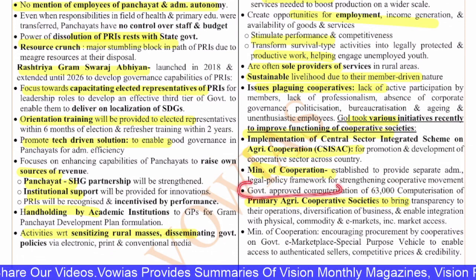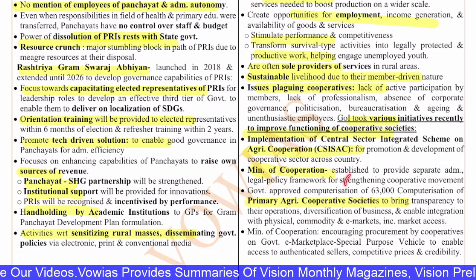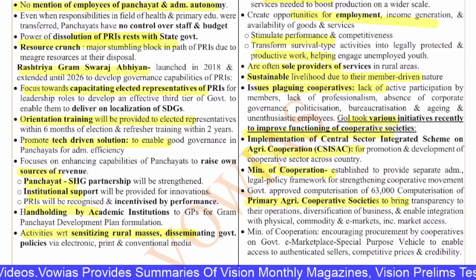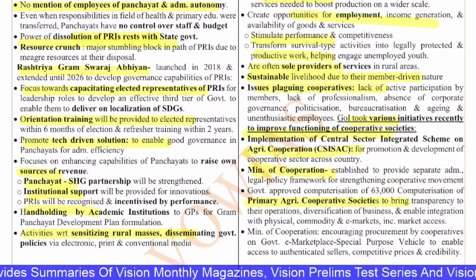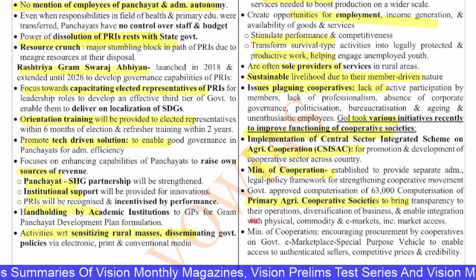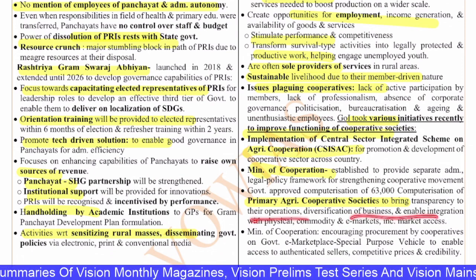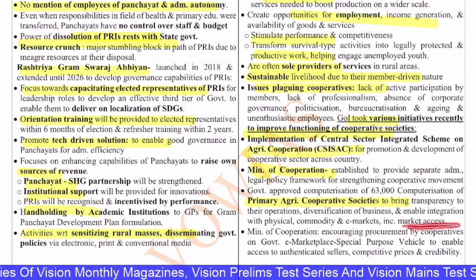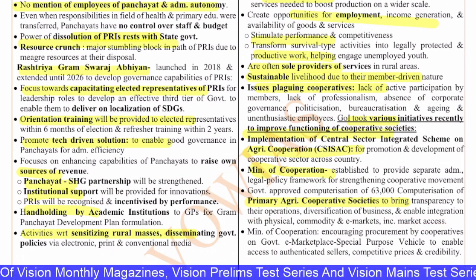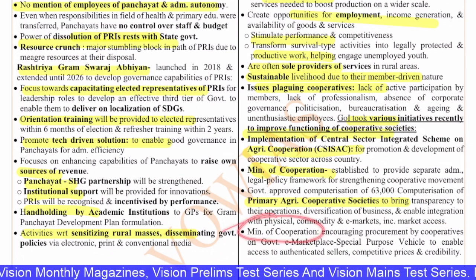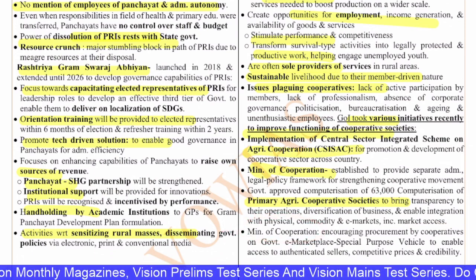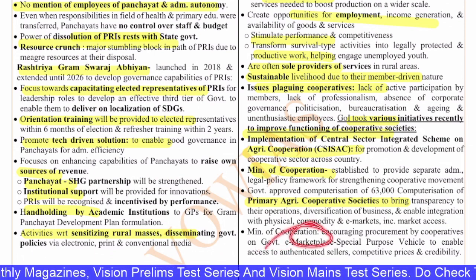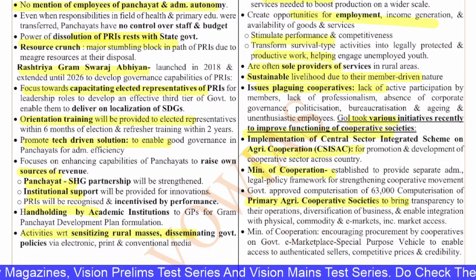And the government approved computerization of 63,000 primary agri cooperative societies. This is basically to bring in more transparency to their operations, diversification of business, and enable integration with the physical commodity and e-markets. And also this will increase market access. The Ministry of Cooperation will start encouraging procurement by cooperatives on government e-marketplaces. There will be special purpose vehicles to enable access to authentic sellers, competitive prices and credibility as well.